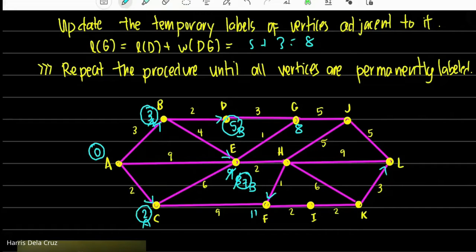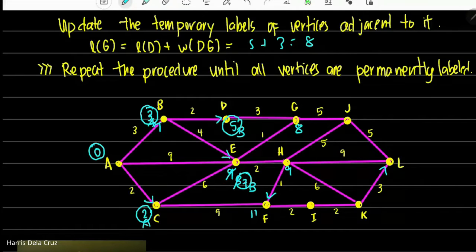So, ang adjacent sa kanya na hindi pa na permanently label ay G tsaka H. Papunta kay G, that gives us 7 plus 1, which is 8. So, equal lang. Pag equal lang, kahit wag mo nang palitan, okay na yon. Kasi same lang naman yung magiging result. Now, on the other hand, mula kay E, pwede kang pumunta kay H plus 2. Wala pang label si H. So, ang magiging temporary label niya ay 9. So, wala nang pwedeng puntahan.